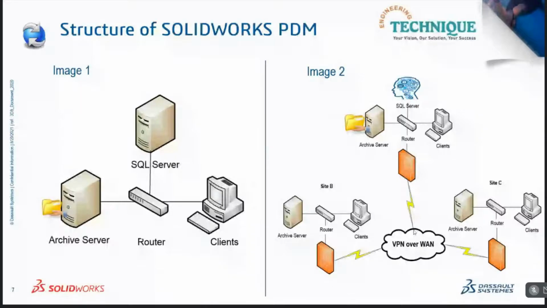Suppose on site C, you have created one file, right? New file created. And after check-in, it's simultaneously replicated to site B and site A, right? So that local users always have the latest up-to-date content, right? In this scenario, all plants and offices are connected through VPN access, right?